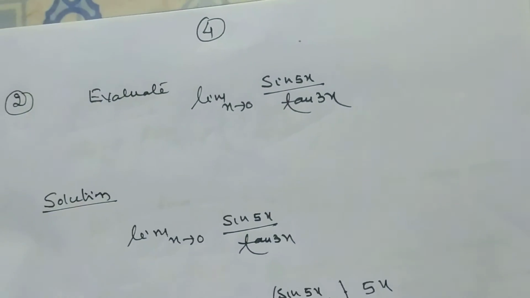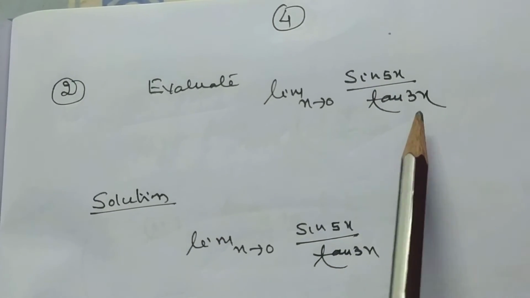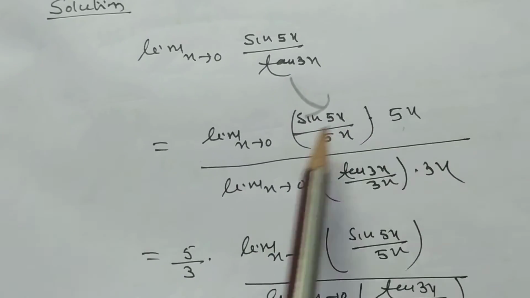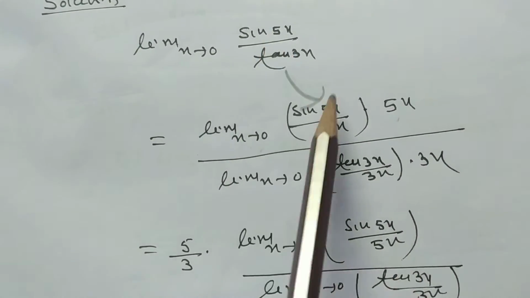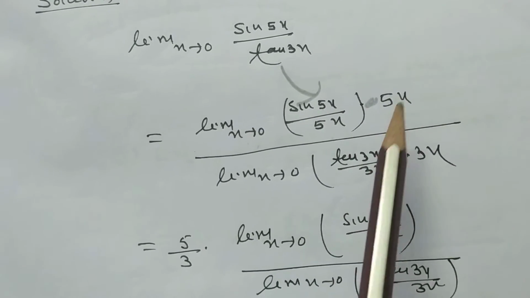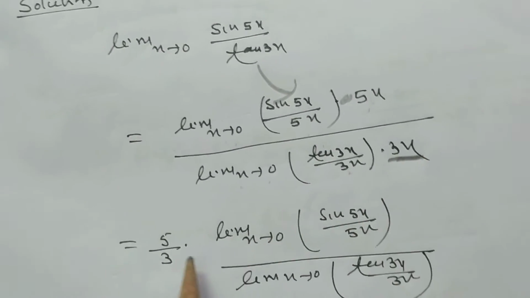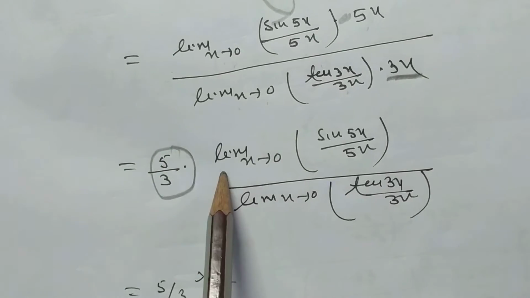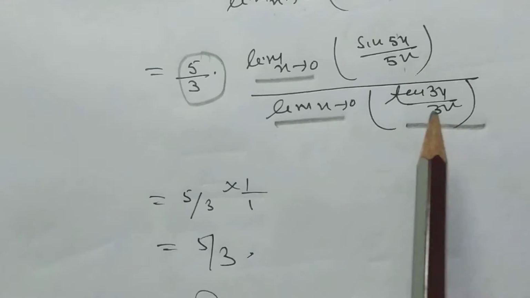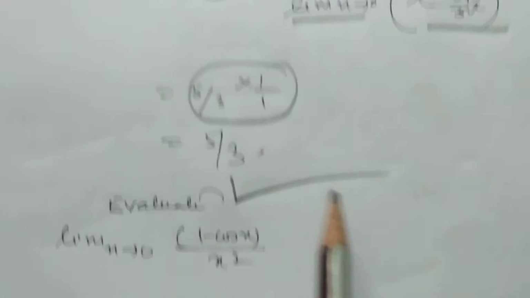Now problem number 2. Evaluate limit x tends to 0, sin 5x by tan 3x. My dear student, here we do some arrangement. Now limit x tends to 0, sin 5x by 5x, and also we multiply it by 5x, limit x tends to 0, tan 3x by 3x into 3x. That is 5 by 3, limit x tends to 0, sin 5x by 5x, limit x tends to 0, tan 3x by 3x. That is 5 by 3 into 1 by 1, that is 5 by 3.